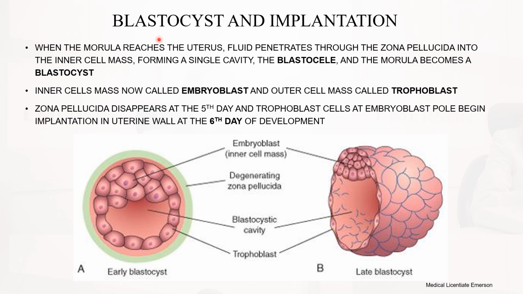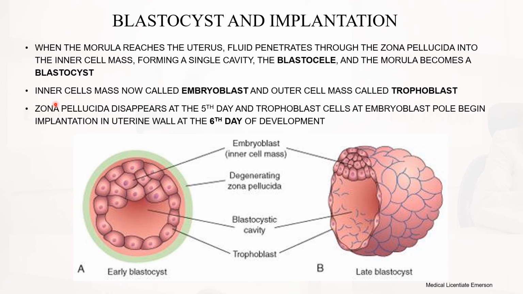Of course, we ended on the morula stage, the 16 cell stage. When the morula reaches the uterus, fluid penetrates through the zona pellucida into the inner cell mass. This forms a single cavity which we call the blastocoel, and the morula becomes a blastocyst. The inner cell mass is now called the embryoblast, and the outer cell mass is called the trophoblast.